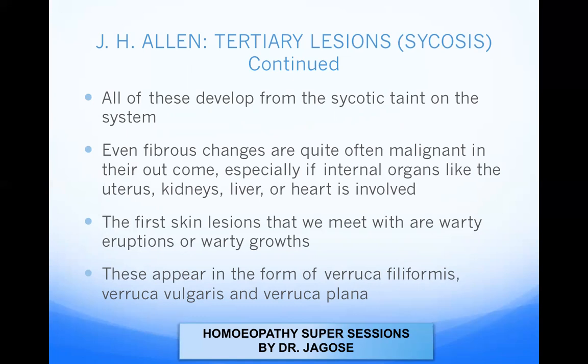The first skin lesion that we meet with are warty eruptions or warty growths. So the first tertiary skin lesion is the warty eruption or warty growth. These appear in the form of verruca filiformis, verruca vulgaris, and verruca plana. So different forms of verruca may manifest on the skin. To remember, the first skin lesions are the warty eruptions or warty growths in the form of different forms of verruca.